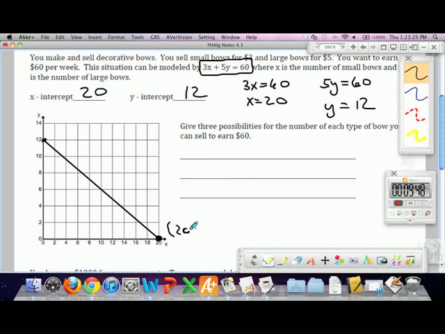Now, here's the actual meat of the problem. This one is actually why you even care about this. Give 3 possibilities of the number of each type of bow you can sell to get $60. So what are some combinations of these bows we could sell to give us $60?